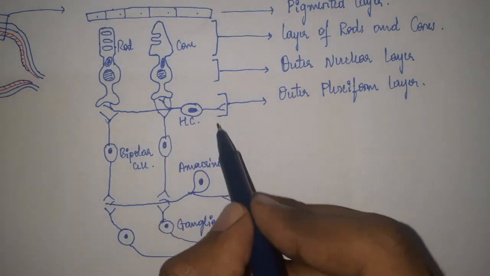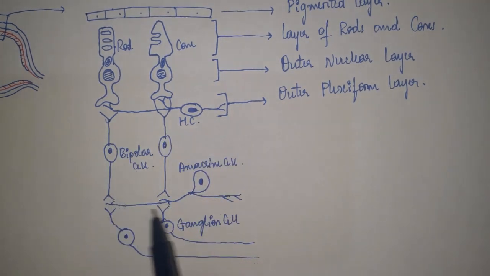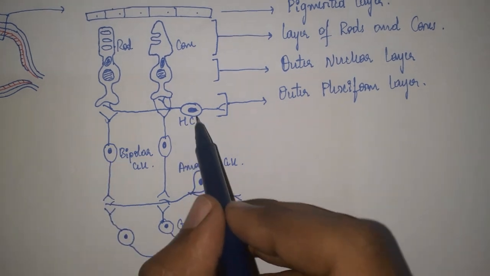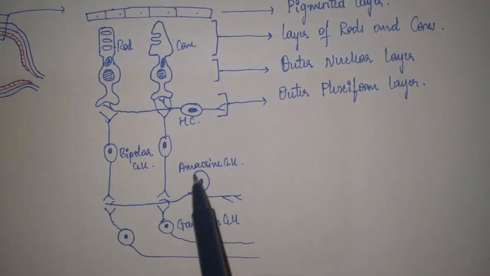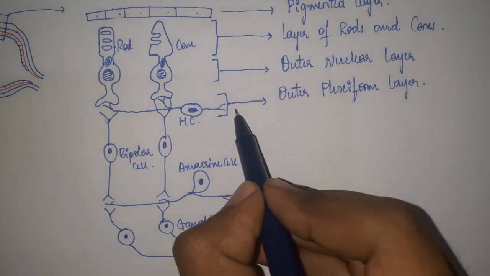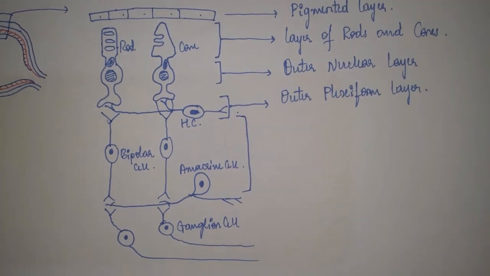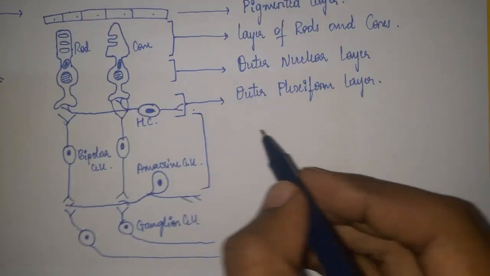Now, see here, there are only nuclei. You can find many nuclei: nucleus of bipolar cells, nucleus of horizontal cells, nucleus of amacrine cells. So, this layer is called the inner nuclear layer.